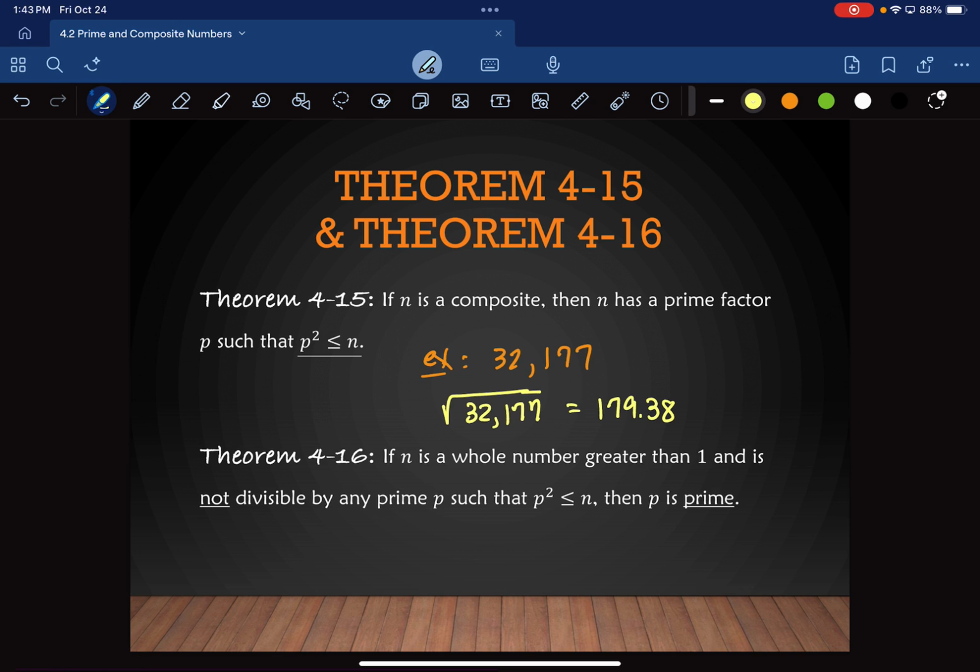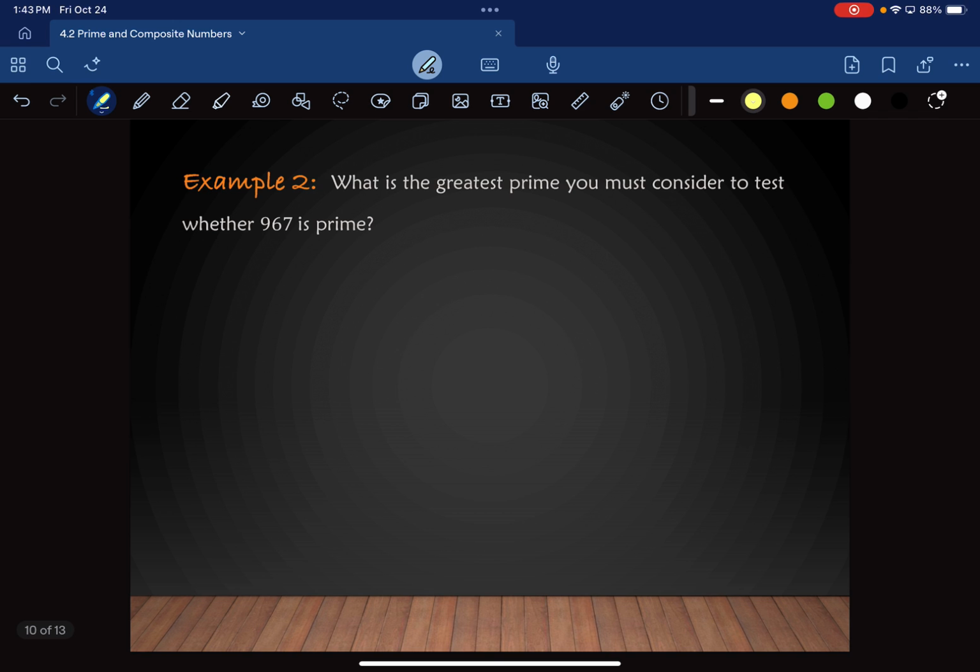So let's take a look at an example that's smaller, 967, much more manageable. What this says is that it wants us to find the biggest number we would need to test. Okay, we wouldn't start there. We'd start with small numbers and work our way up, but we kind of want to know when do I get to stop testing? So I take the square root of 967, just like I did my square root of my 32,000 number a minute ago.